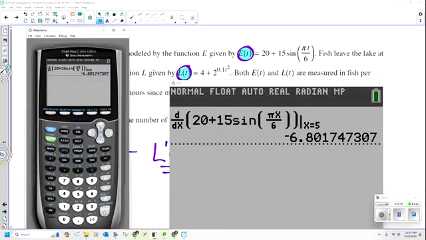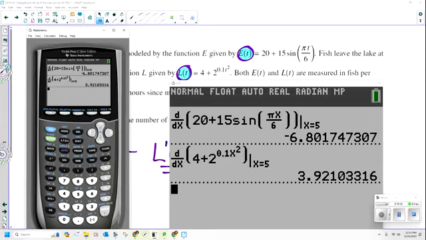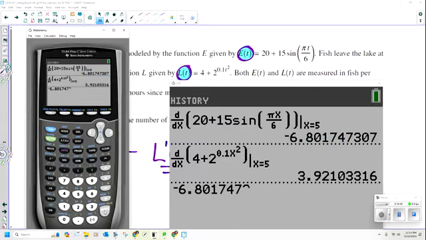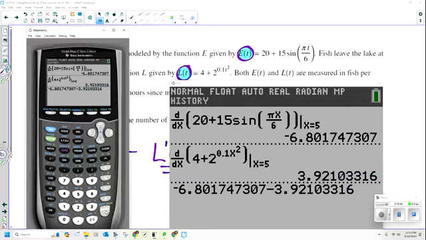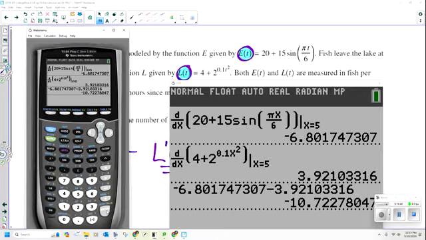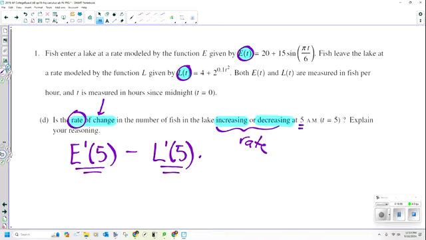All right, we have a negative value. Now let's do the same thing, math 8, but of L of t. So let's find the derivative of L of t. 4 plus 2 raised to the 0.1 x squared at the point where x is 5. Booyah! I want to find the difference of E of t, which is this first one, minus, well, I should say E prime of 5 minus L prime of 5. That's negative 10.723. We'll round up. 10.723, negative.